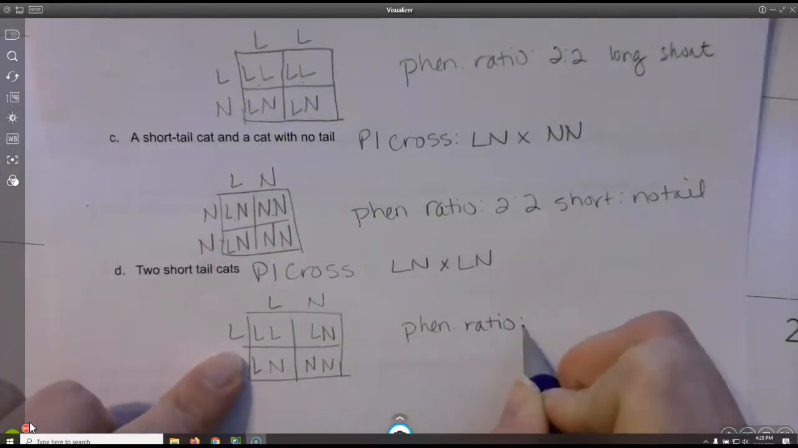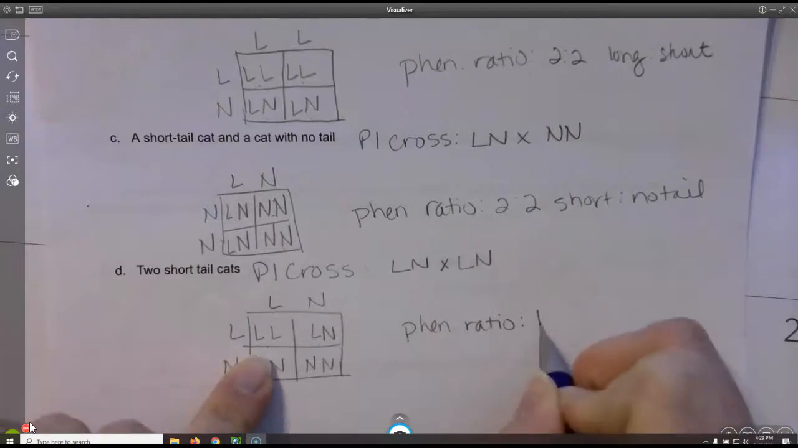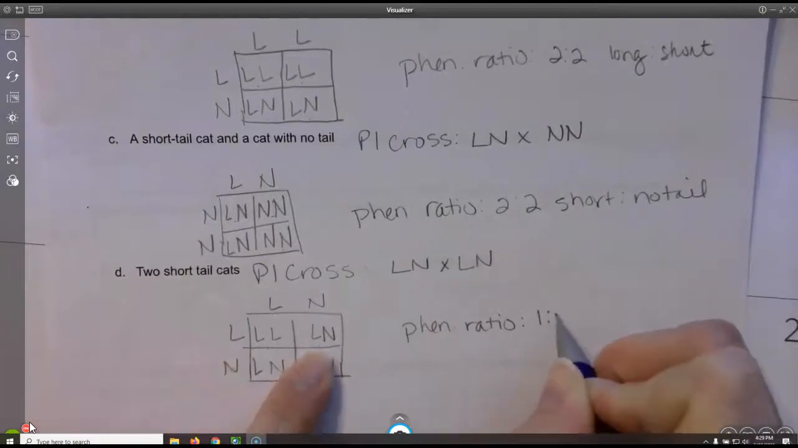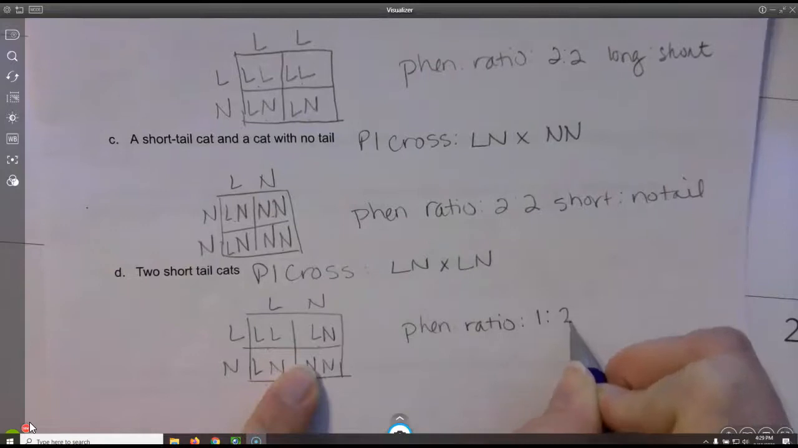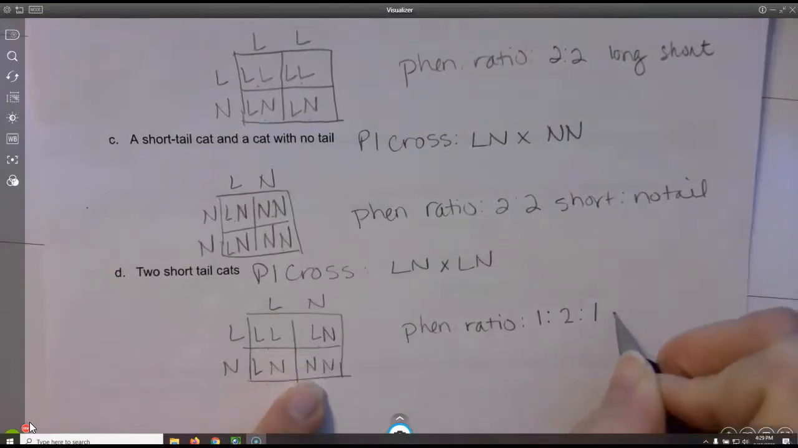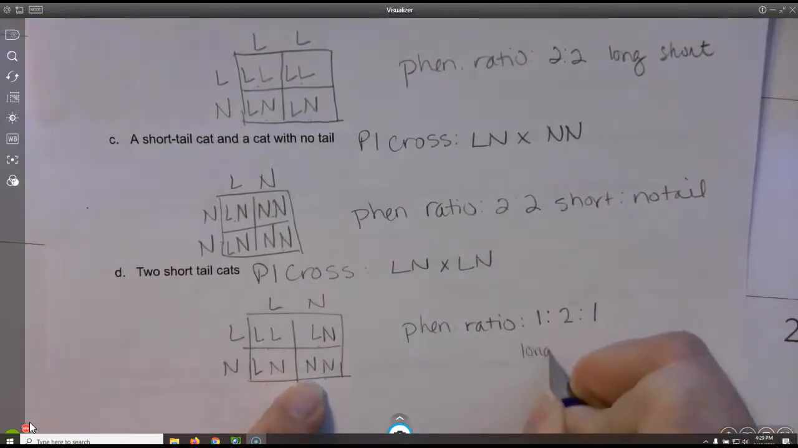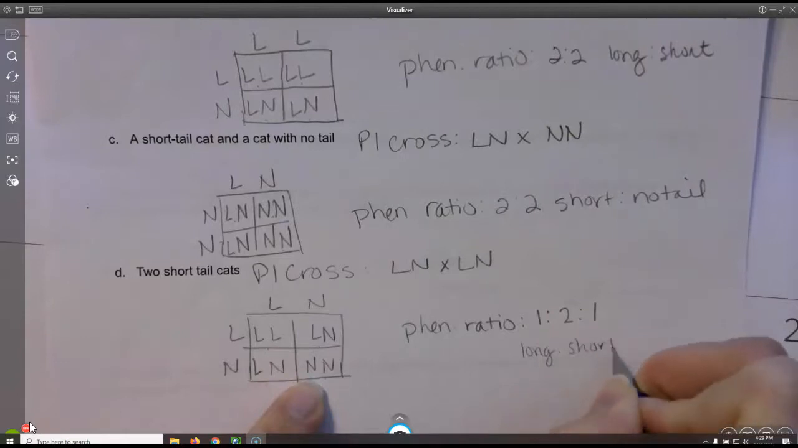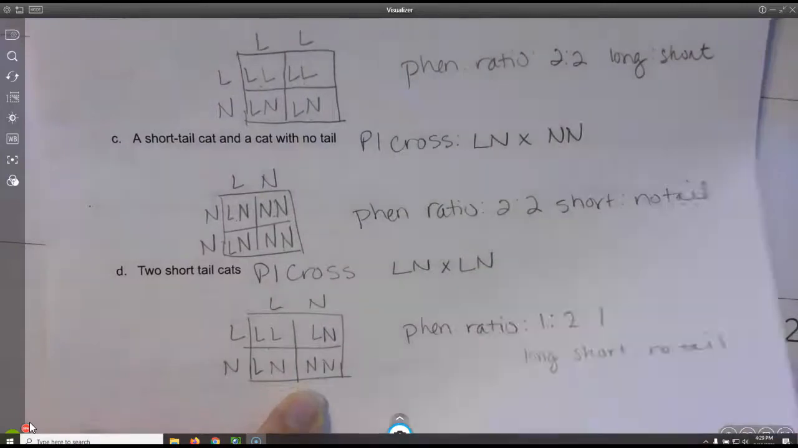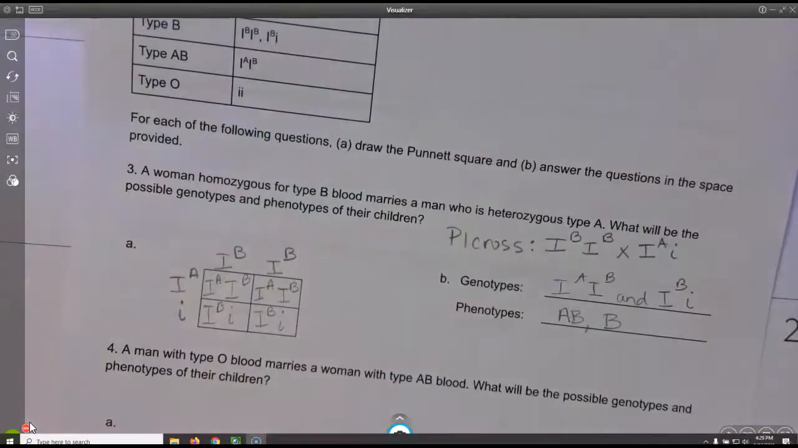So this time our ratio is going to be different. We have 1 long tail, 2 short tails, 1 no tail. Long to short to no tail. Okay? Excellent.